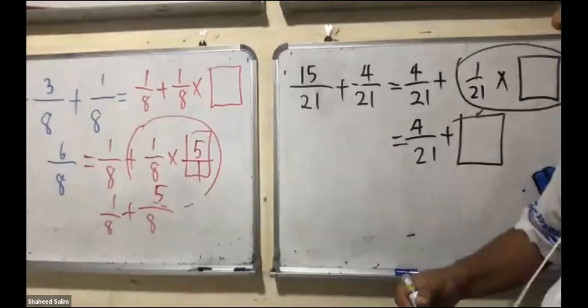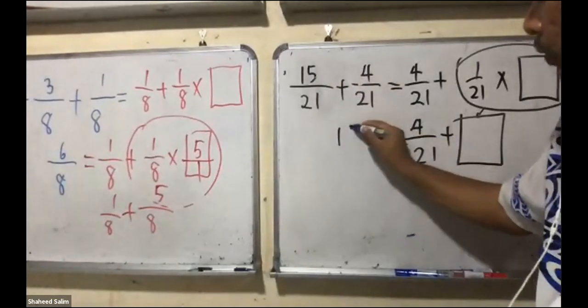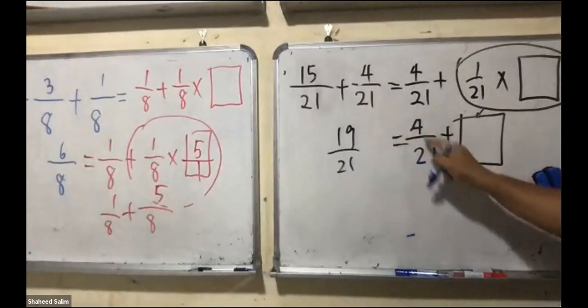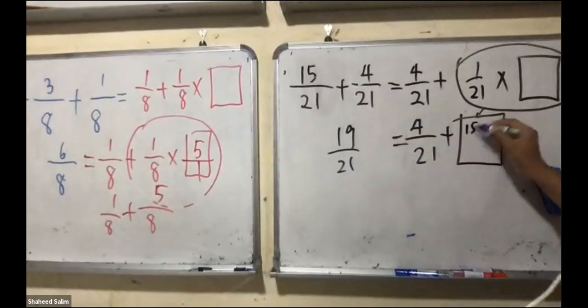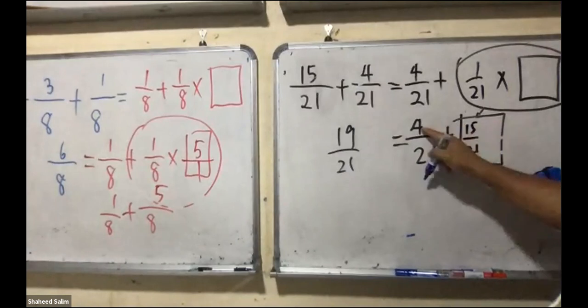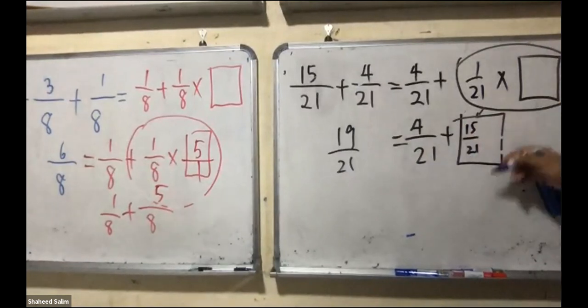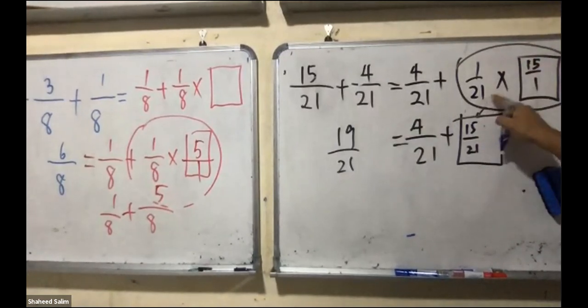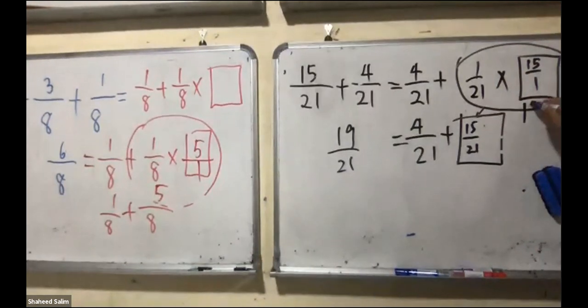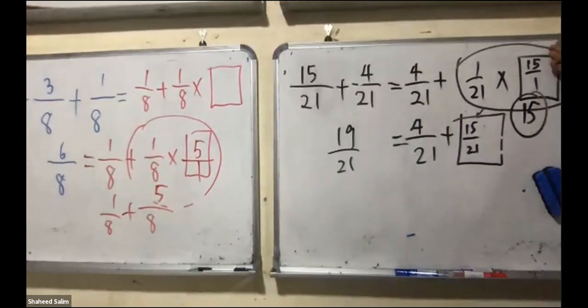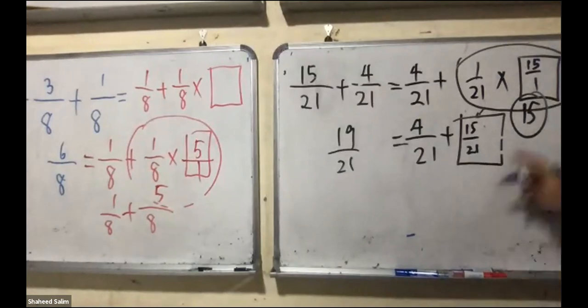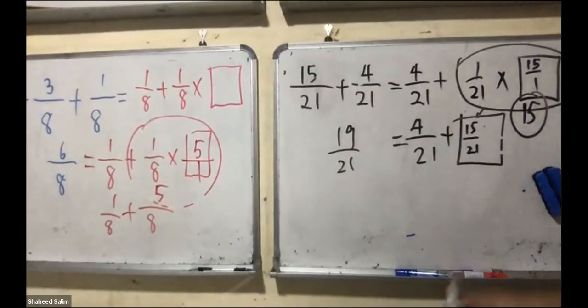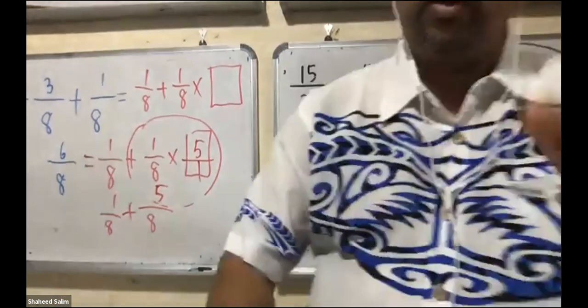Okay, this one, you got 19, 15 plus 4, 19 over 21. So 4 over 21 plus 15 over 21 equals to 19 over 21. So this one must be 15. So this must be 15 over 1. 1 times 15 is 15. 21 times 1 is 21. So 15 over 1 is the same thing as 15. Anything over 1 is the same as anything, right? So the answer is 15. Okay, we move on.